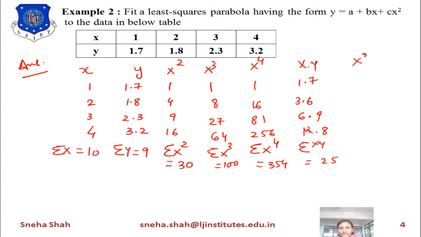Now lastly I will find x square y. What is the value of x square y? x square y means the multiplication of these two terms. 1.7 into 1 minus 1, 1.8 into 4. It will give you 7.2. Likewise I will find all the other terms. So the last one is 51.2.